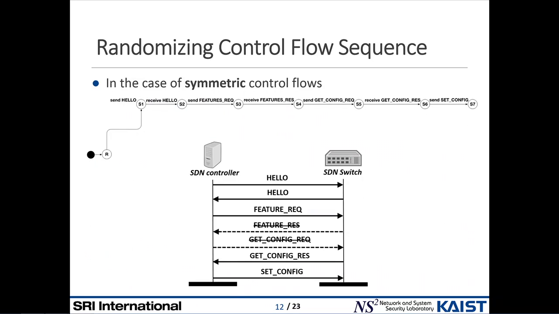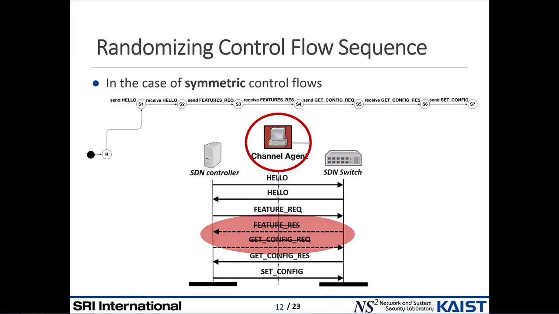So one example SDN operation that involves the symmetric control flow would be a handshake process between a controller and a switch. According to the OpenFlow specification, this operation should experience a total of 7 state transitions from state R to state S7. But what if we could manipulate the order of events? So in this case, we intentionally send a get config response message instead of a feature response message in response to a feature request to see if anything goes wrong. And ultimately, we should try other combinations of events to cover all possibilities as well. So to automatically carry out such tasks, the channel agent in Delta randomizes these symmetric control flow sequences.